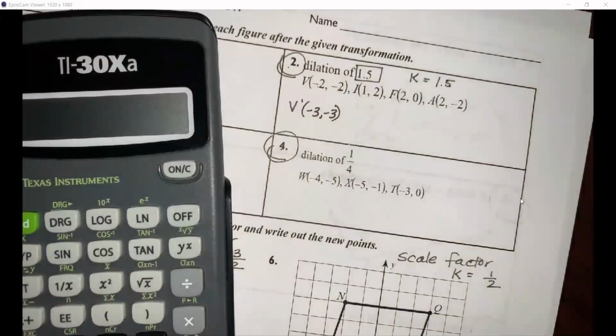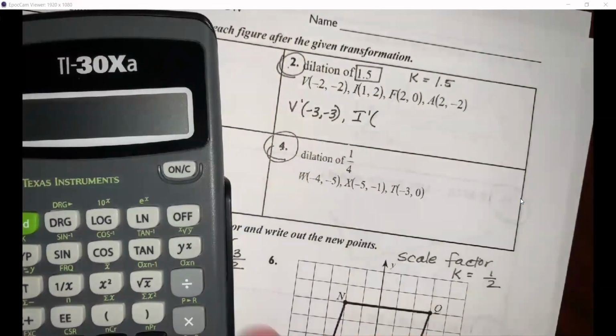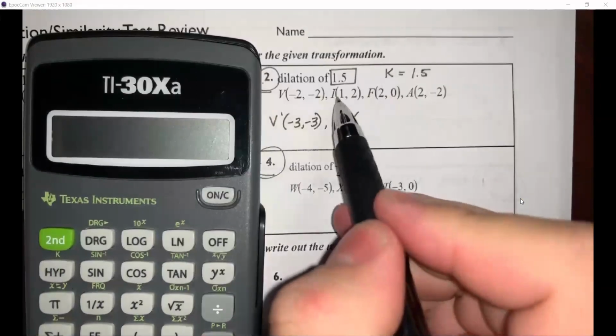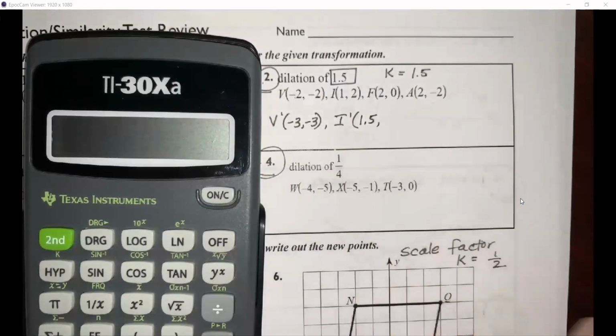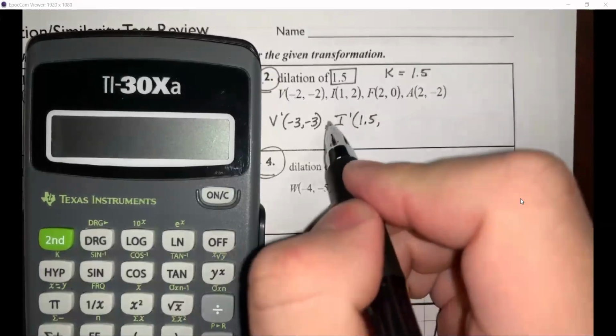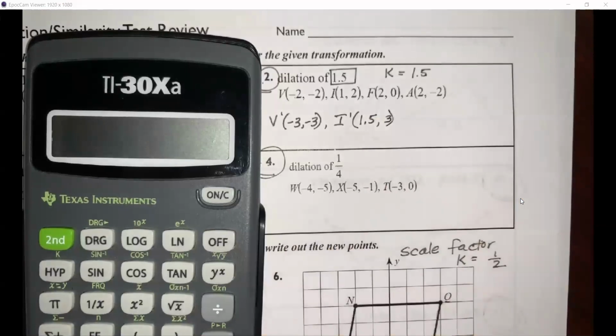All right, so there's my new V. My new I is going to be located at, I'm going to get my two numbers, 1 and 2. So 1 times 1.5, that's just 1.5. 2 times 1.5, well, if -2 times 1.5 was -3, this will just be +3.